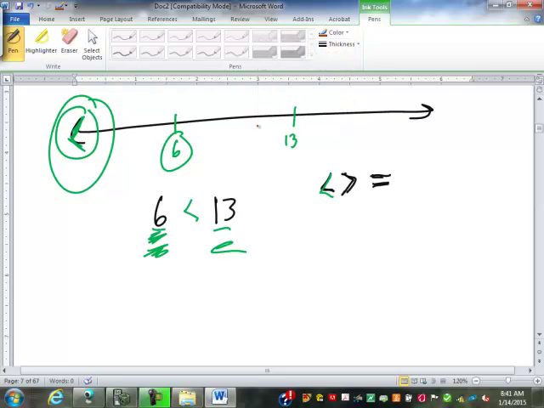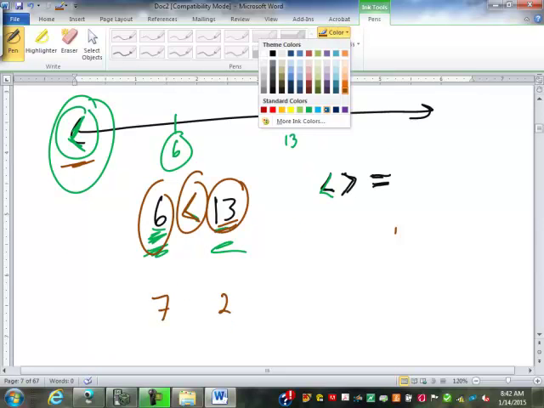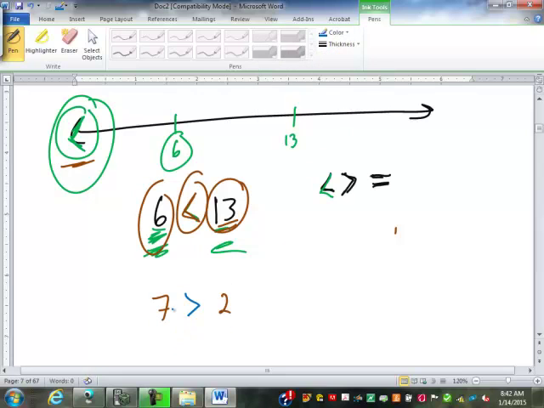Now, there are all sorts of shortcuts we were taught, like this is the alligator, and the alligator eats the bigger frog, or the bully points and laughs at the little guy, or whatever. And there are all sorts of little tricks you learn that help you remember which way those symbols go. But that's where they actually come from, the end of the number line. 6 is on this side of 13. If I had 7 and 2, what symbol would I use? Well, that one, because 7 is on that end, that side of the 2.